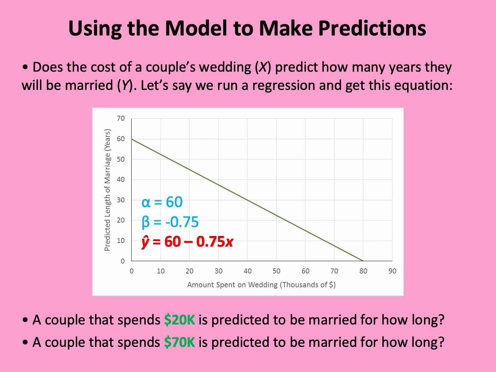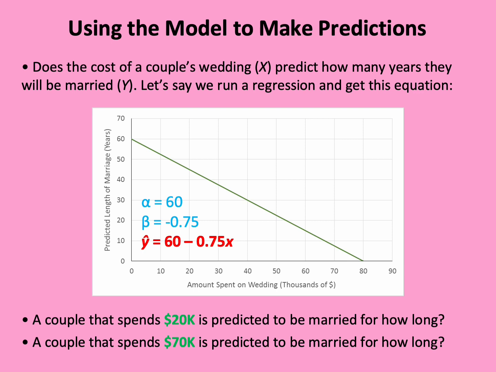And the units are in thousands of dollars. Okay, so the 10 is actually $10,000. The 40 is actually $40,000, and so on. And then the variable on the y-axis is the number of years that we predict the couple will stay married. Okay? All right, so our first value of x is 20.